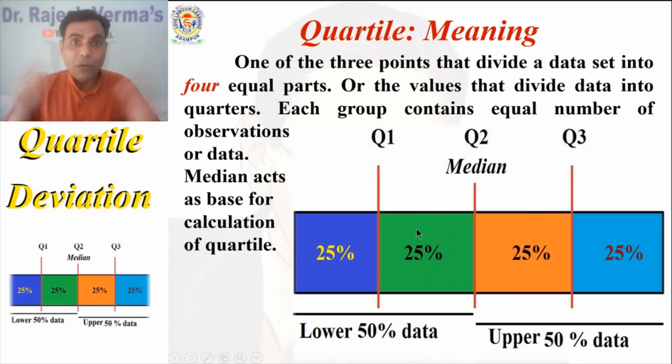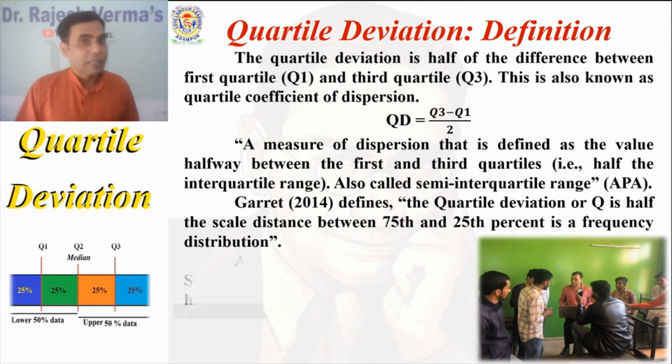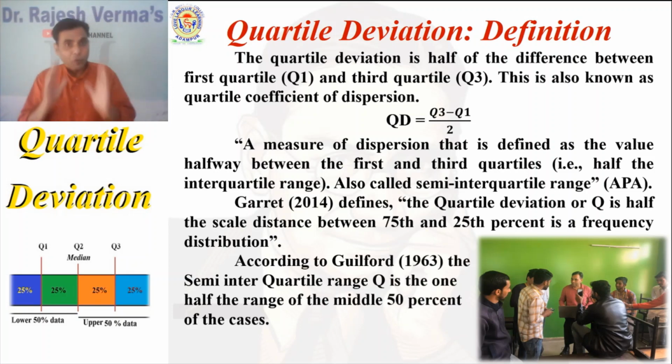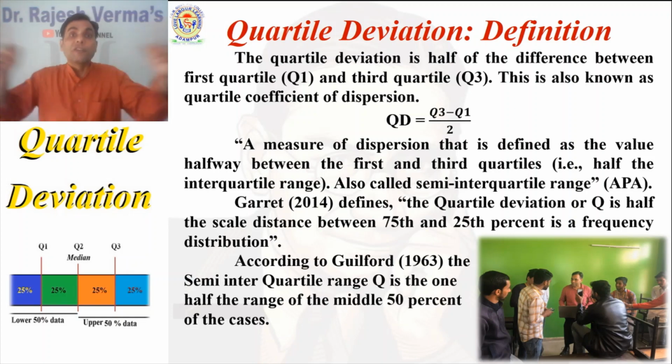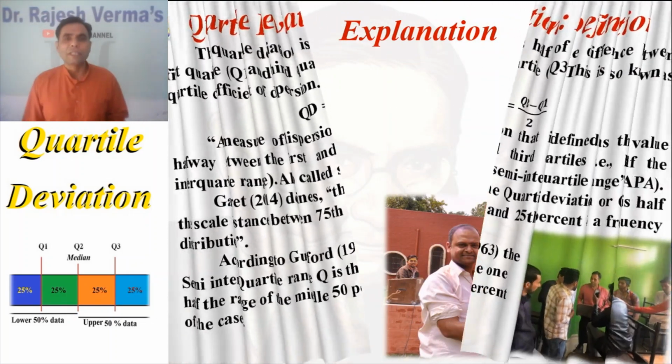So if you want to calculate the range of the middle 50% data, what you have to do is subtract the lowest value from the highest value. That will come as your range. And if you divide that range by 2, certainly that will come as the quartile deviation. So why did I discuss all these three definitions? These three definitions talk about the same thing from different perspectives. So I am confident that now you are clear with what quartile deviation is.